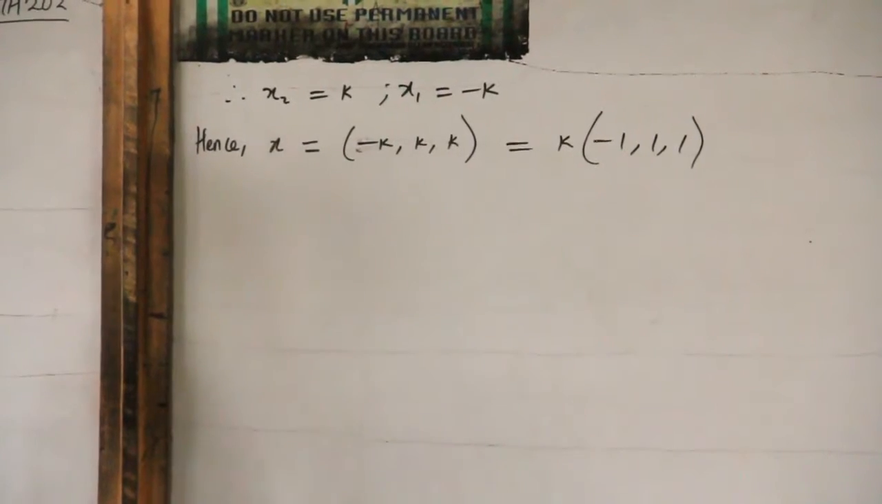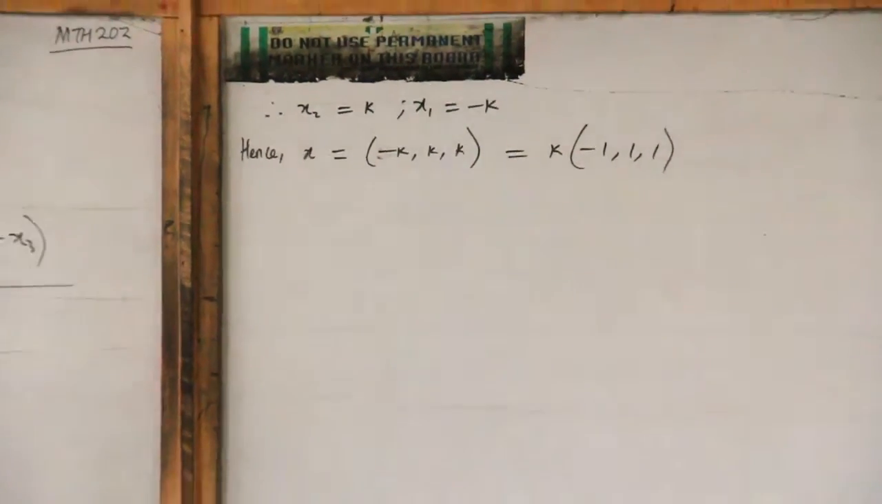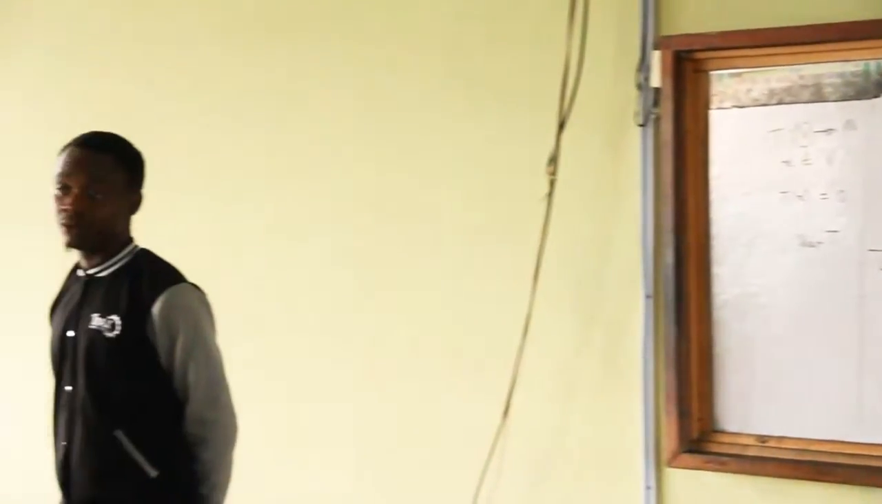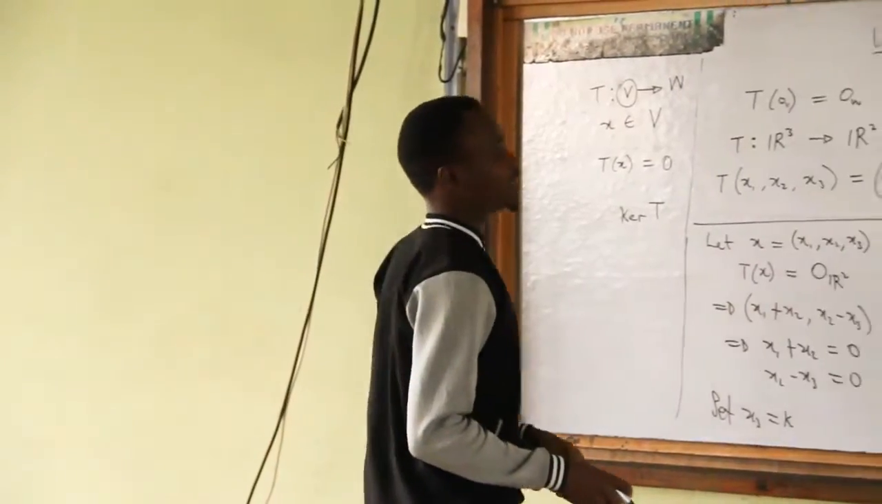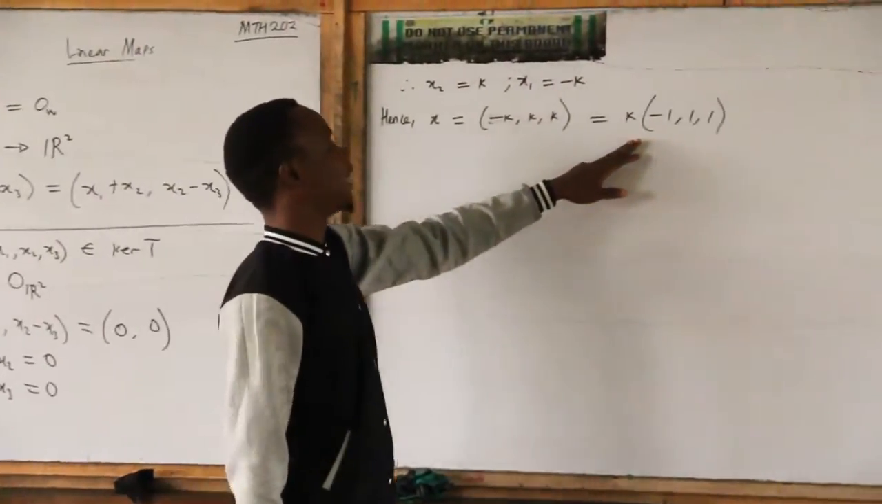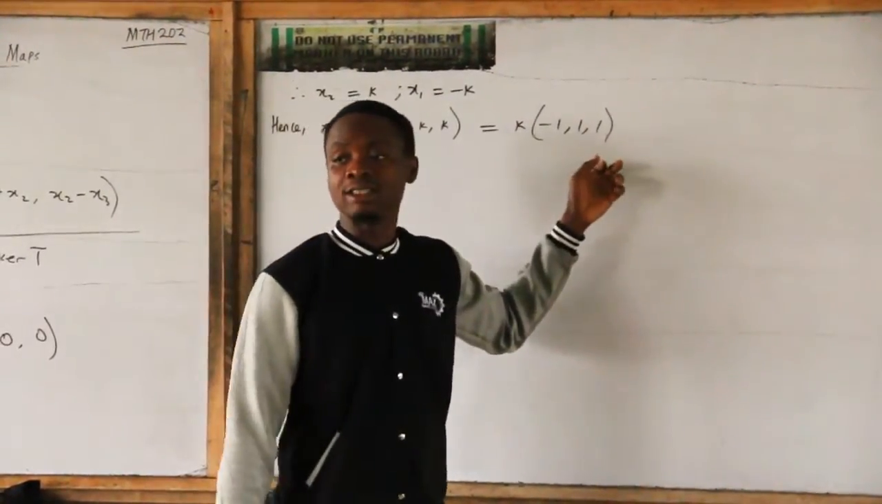Does it make sense to you? Do you understand that? Alright. k can be any real number. That means whatever real number you set k to be will satisfy the condition. Is it clear? So k can be 0. If k is 0, that gives us the zero element, which is a member of ker T. If k is 1, it gives us (-1, 1, 1), which is also a member of that. Is it clear? Exactly. That means this element will be given by this expression.